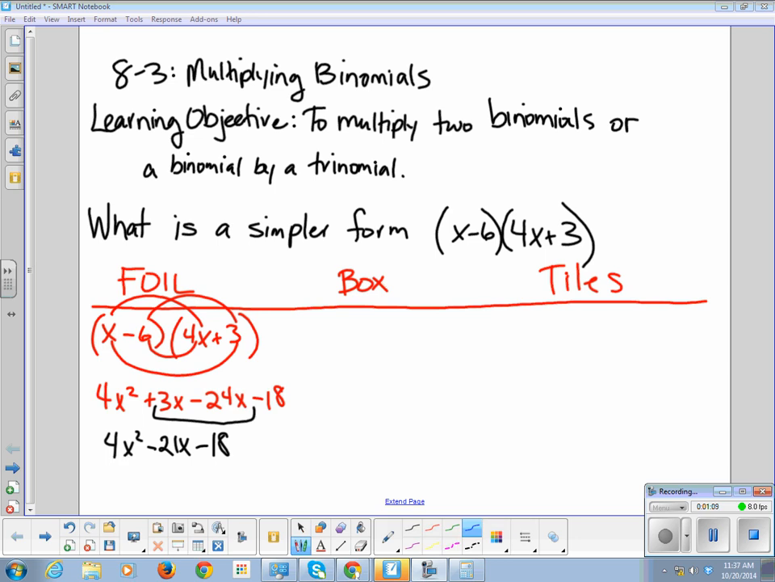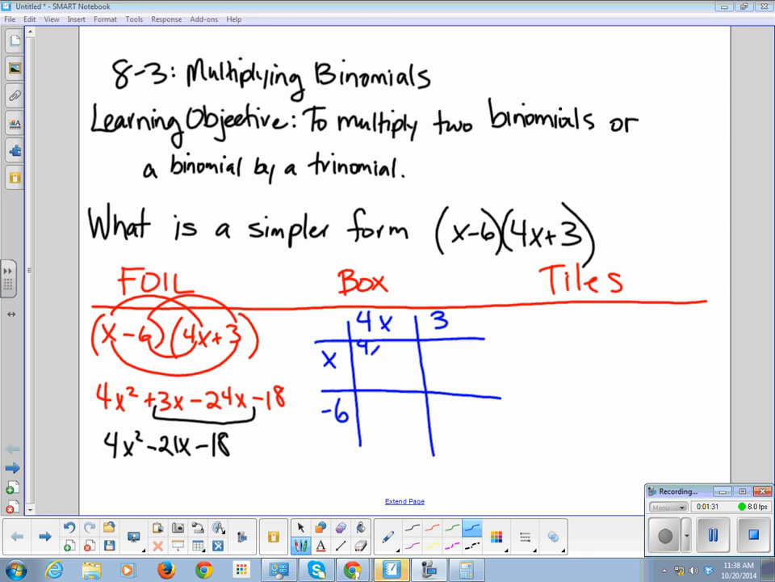All right, I actually, the box method is growing on me. So when we go to the box method, you put one of your binomials on the vertical and one of your binomials horizontal, and then you multiply each item.